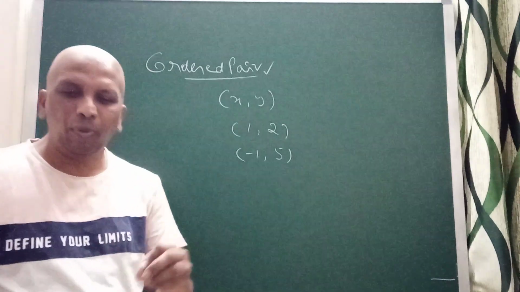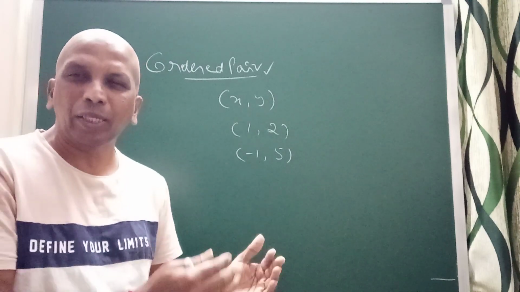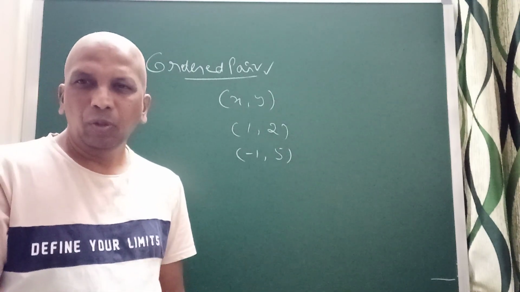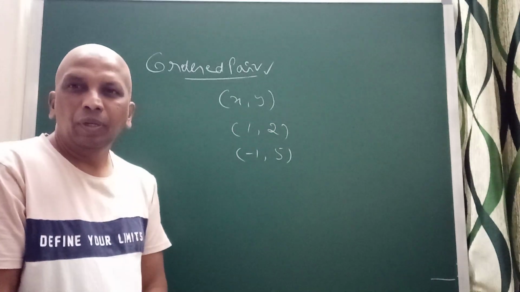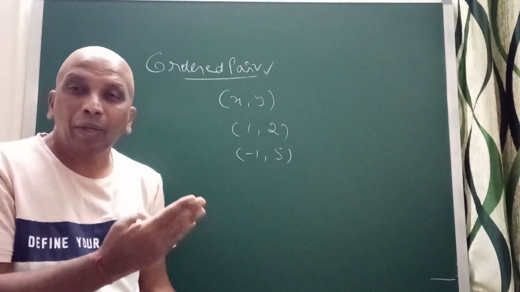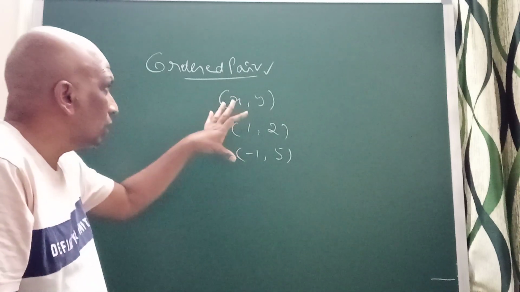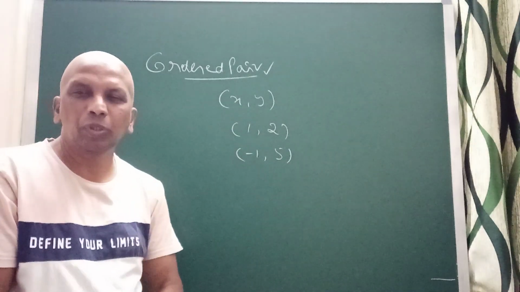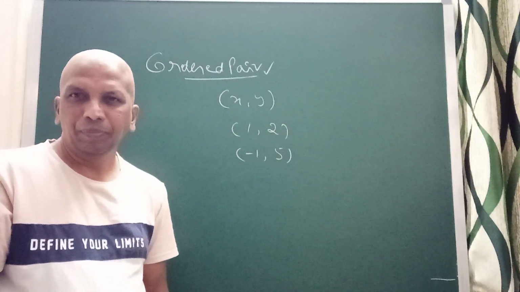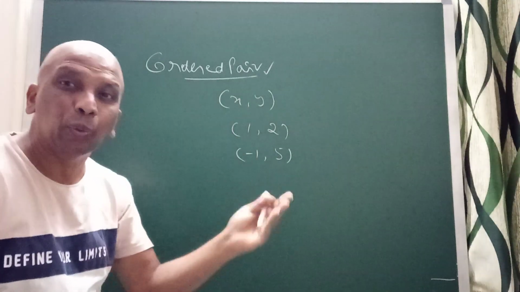Generally, to represent a point in the coordinate plane, we use the x coordinate and y coordinate, called an ordered pair. Now here, how to write an ordered pair? By using the Cartesian product. This is the relation between two elements, and we use the word ordered pair.